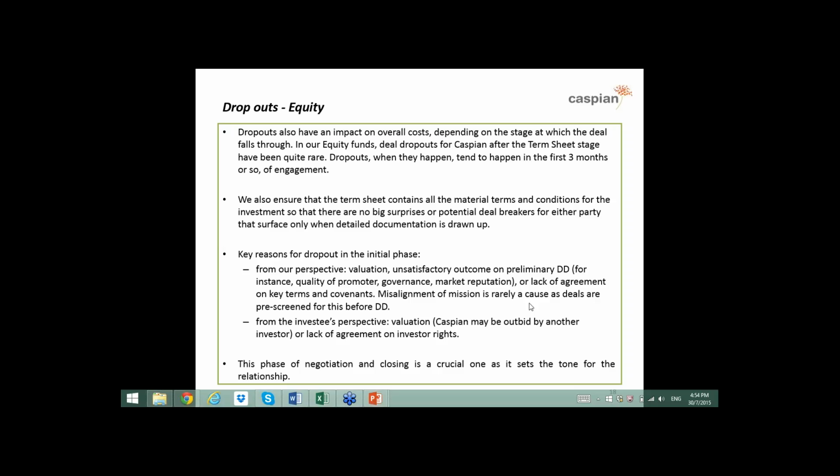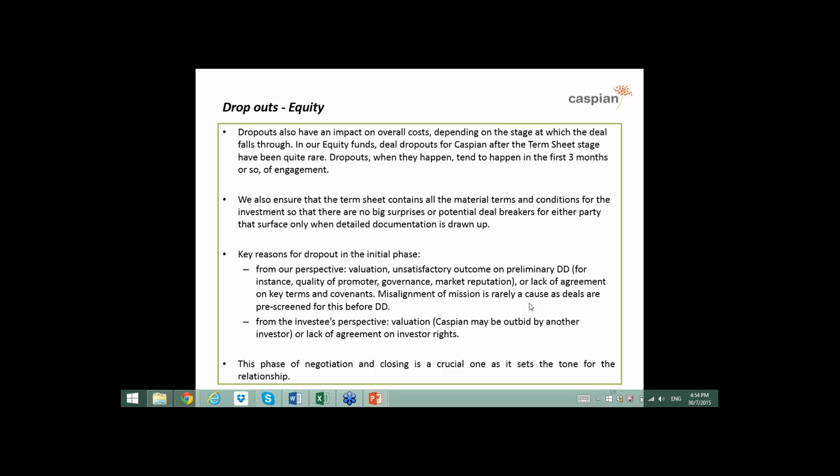So these have been mostly the reasons. From the investee standpoint, in the few cases where it has happened, I would say it was really for valuation reasons, not even an agreement on investor rights, although that can be one of the causes. The point I'd like to, actually, I'll just move on to the next one.